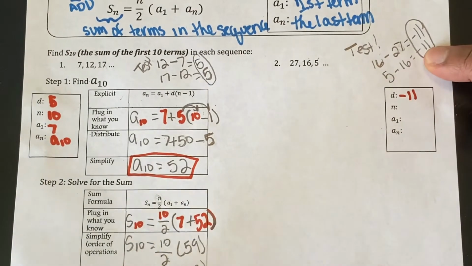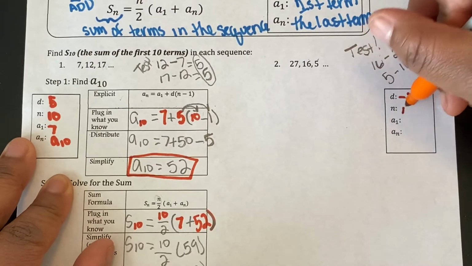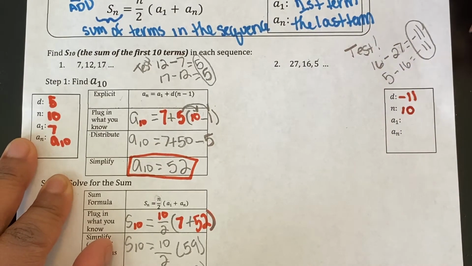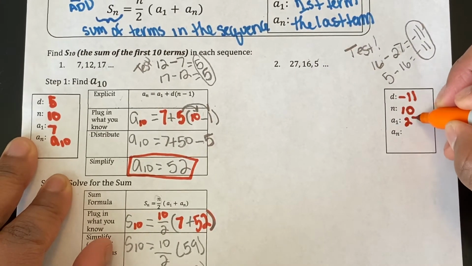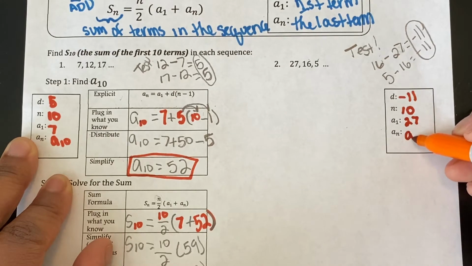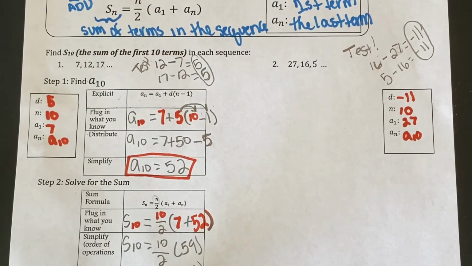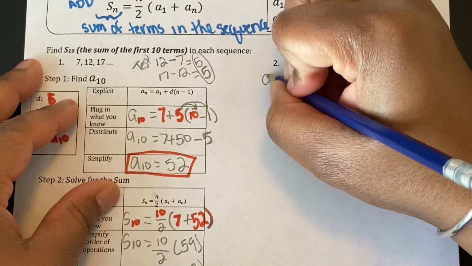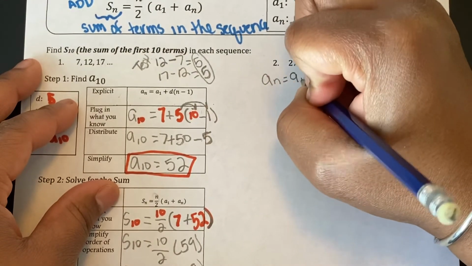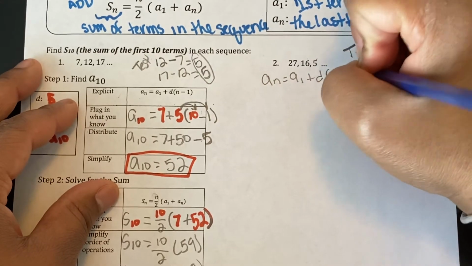Again, the first thing you're going to do is your test to figure out your common difference. Everything else we can fill in. We know we're trying to find the sum of the first 10 terms. We know our first term is 27. And we know we're trying to find a sub 10. So now we can plug everything into our explicit formula, which is a sub n equals a sub 1 plus the common difference times n minus 1.